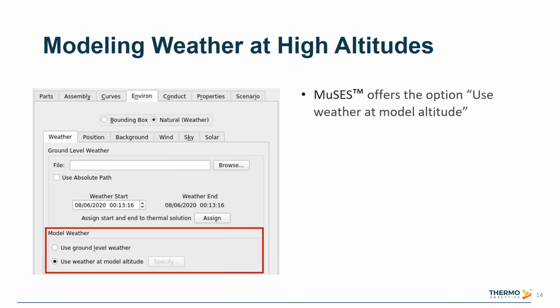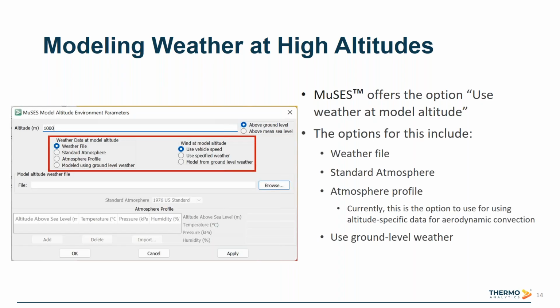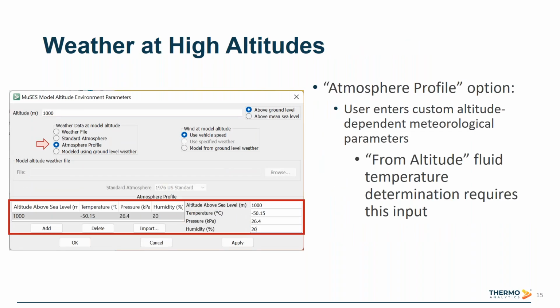Fortunately, MuSES allows us to model weather at altitudes other than ground level. We can do this by specifying an additional at-altitude weather file, selecting a built-in standard atmosphere, specifying a custom atmosphere profile, or using the information contained in the ground level weather file. Moving forward, models shown will use the atmosphere profile option. This option must be selected for aerodynamic convection, which is used on the airborne target models. The University of Wyoming radiosonde data is a good source that can be used for acquiring this type of data.